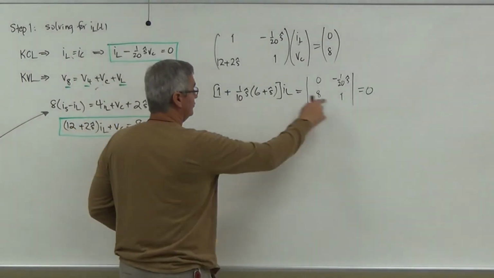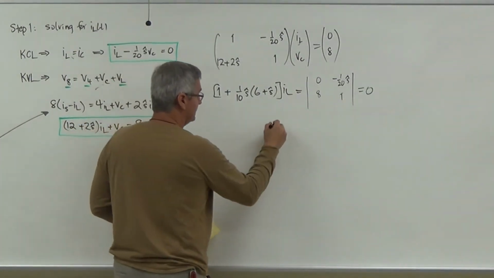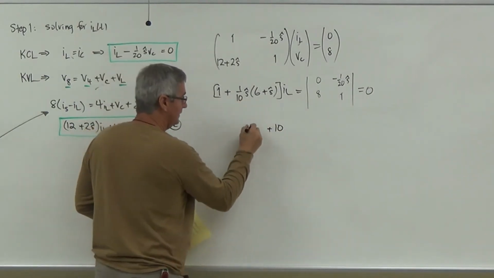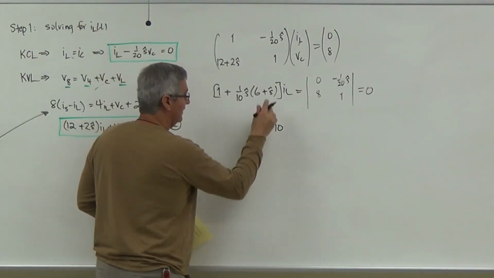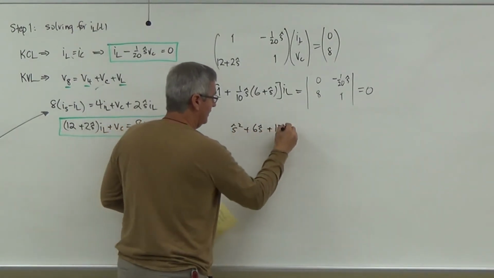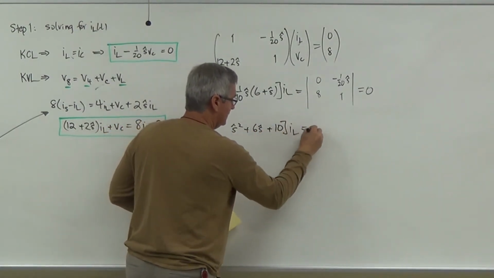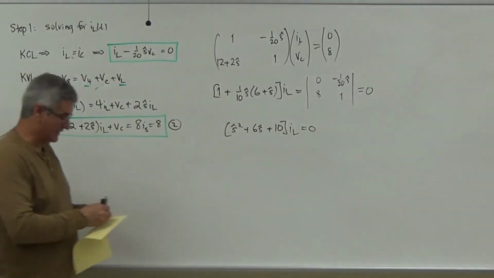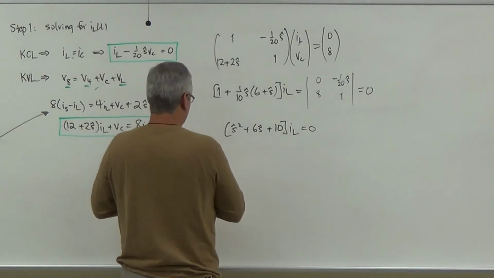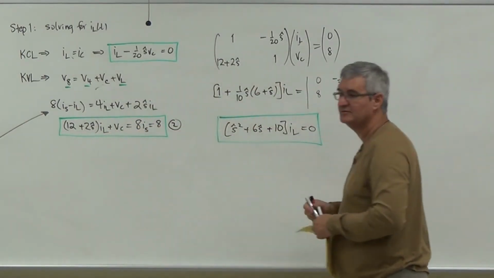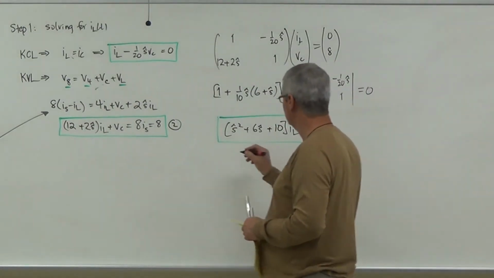Okay, if I multiply through by 10, I'm going to get 10. Then I got this guy here, which will give me 6s hat. And then I got this term here, which will give me s hat squared times IL equals to 0. And the good thing about this is that we now know that this guy here has a final steady state of 0. So let's do the check here.